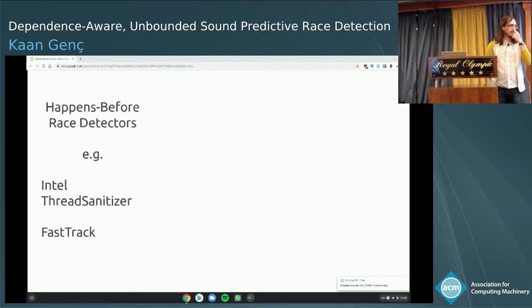The problem is that concurrent programs are non-deterministic. You don't know how the execution is going to go. And a lot of races are actually very rare. They don't happen in every execution. They only happen in very rare interleavings of threads, which means that these tools will have a very hard time actually finding these rare races.